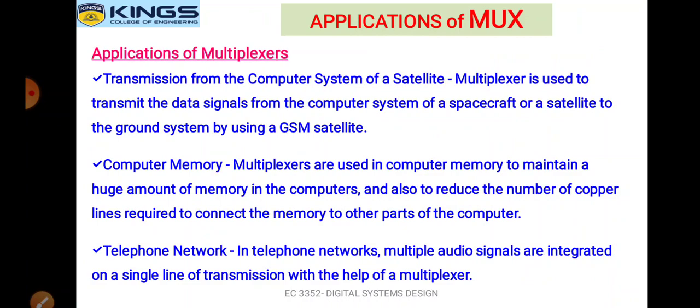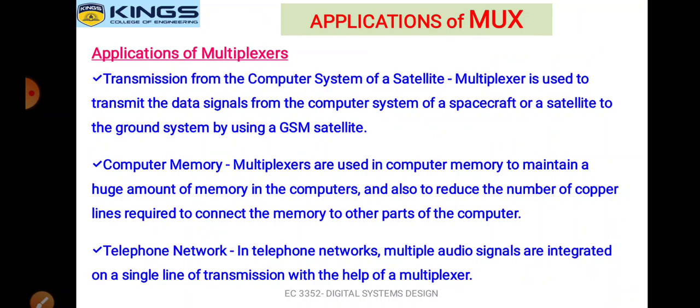So next is the applications of multiplexer. A multiplexer is used in the transmission from the computer system of a satellite. That is, it is used to transmit the data signals from the computer system of a spacecraft or a satellite to the ground system by using a GSM satellite.